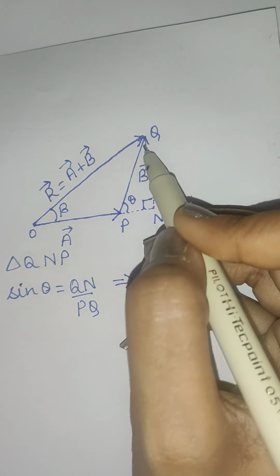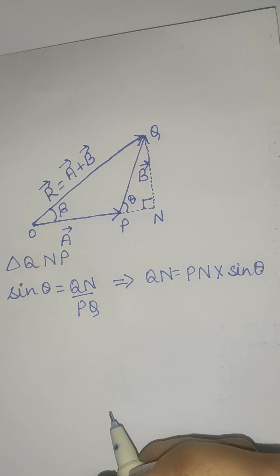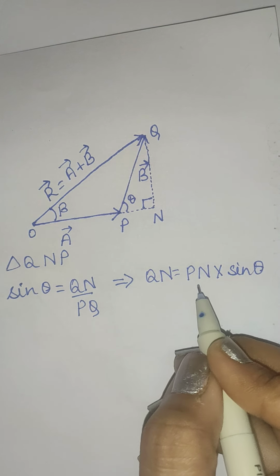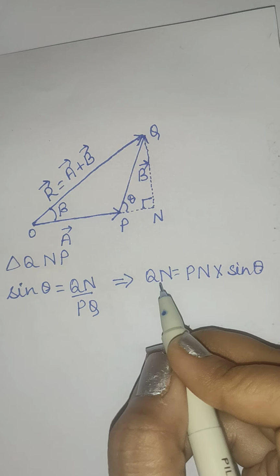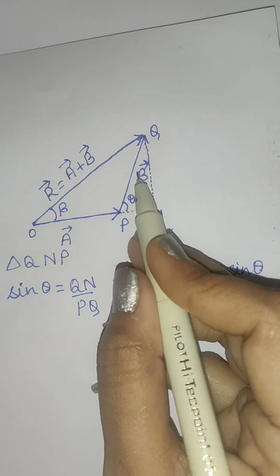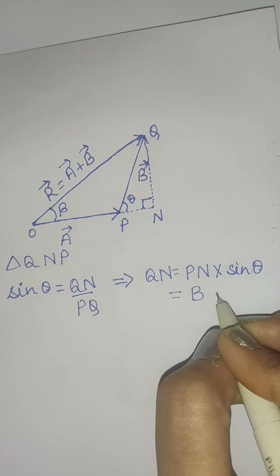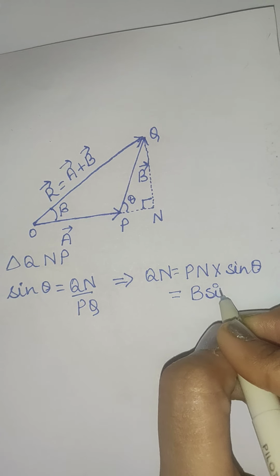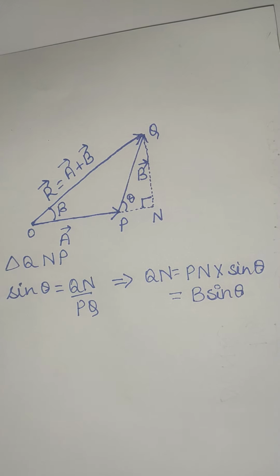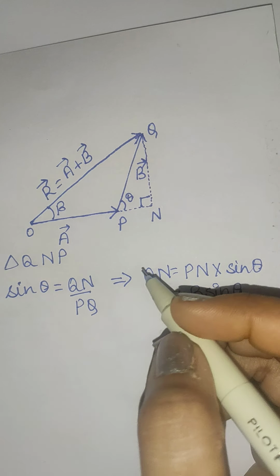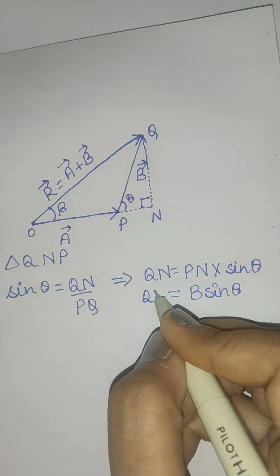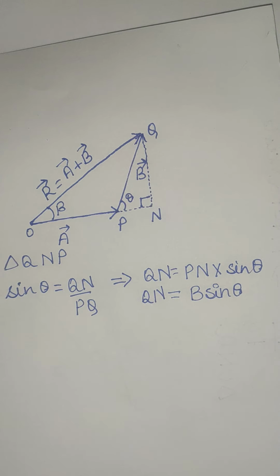Now what is PQ? PQ is nothing but B vector. Since here I am not considering the vector sign, I am just taking the magnitude. So I'll take the magnitude of B vector, which is B. So I get B into sine theta. This means the value of QN turns out to be B sine theta.